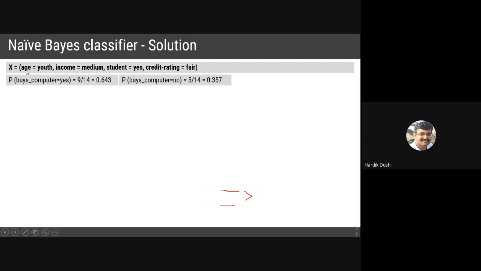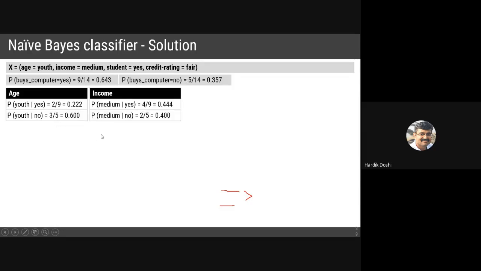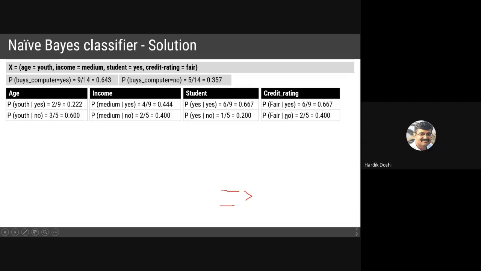Then we are having individual attributes: age, income, student, credit rating. So we would be computing individual attributes. Age for youth yes and youth no. But over here you need to remember these values 9 and 5, because yes has a total of 9 records and no has a total of 5 records. Same way for medium: medium yes, medium no. Then student yes, student no. Then credit rating fair: fair yes, fair no. So we calculated individual probabilities.